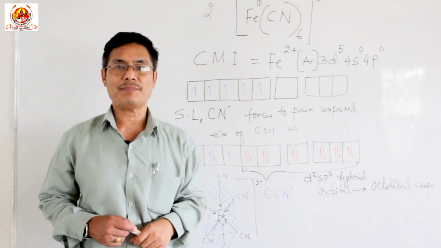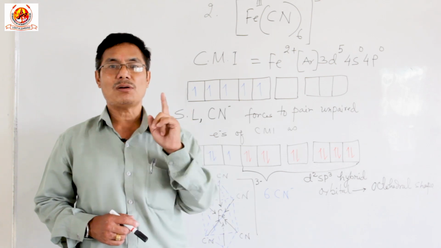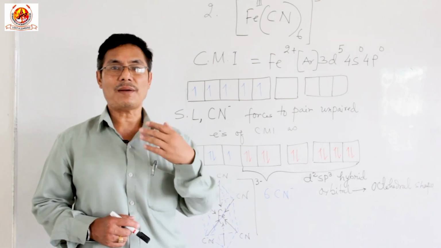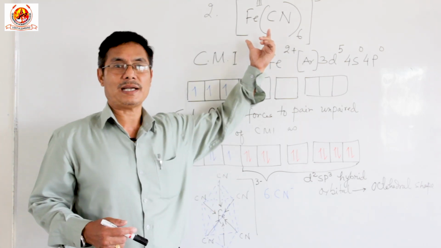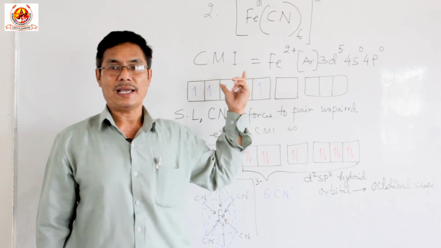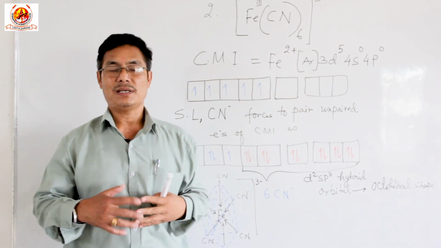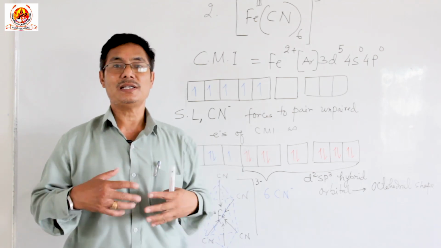In this second example, iron carries the positive 3. That means iron lost 3 electrons in this compound. That is, after losing the 3 electrons, it shows the oxidation state plus 3. Coming to the electronic configuration as given in the figure, the 3d. In the first example, 3d is 6. In the second example, 3d is 5.